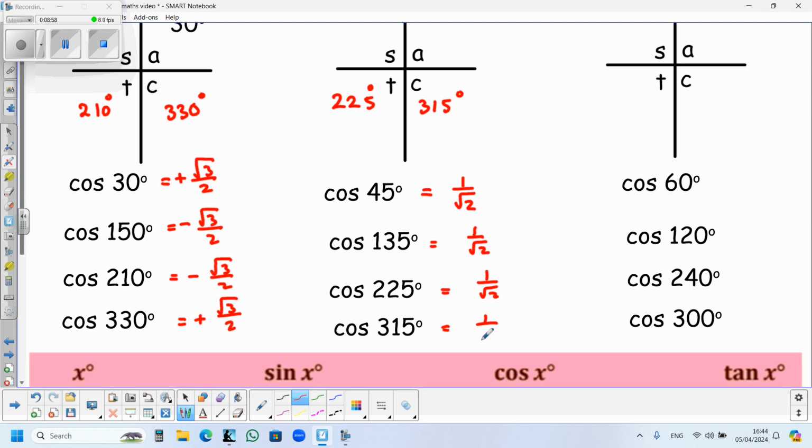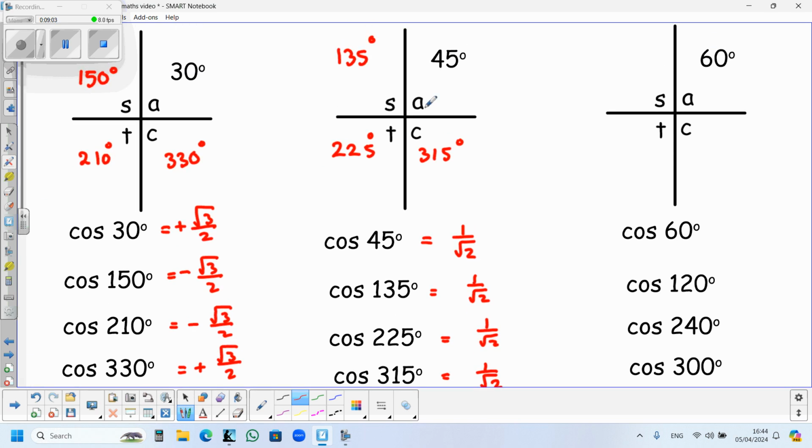Now I've got to decide which ones are positive and which ones are negative. So I'm talking about cos. Cos is positive in quadrant 1 and quadrant 4. So there's a quadrant 1, there's a quadrant 4. The other 2 are negative.